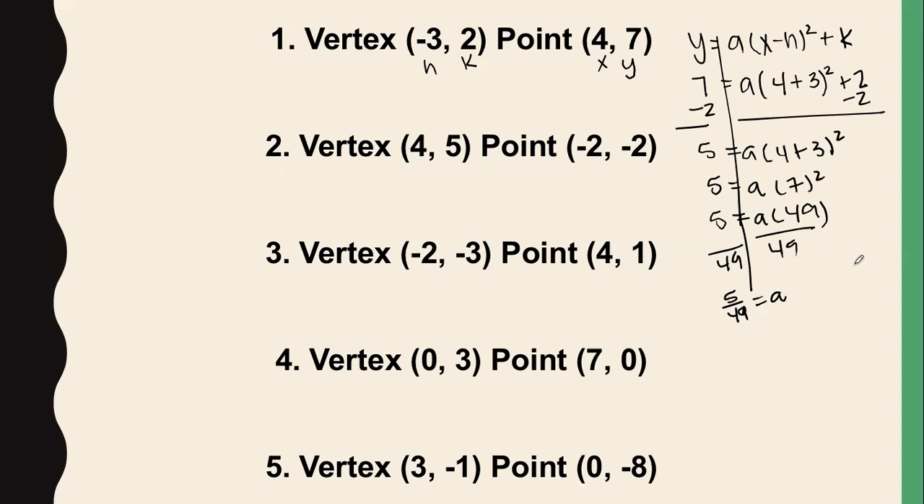Some irrational number probably. Not irrational, but just some long decimal number. So 5/49, I'm just going to leave it like that. So my equation would be y = 5/49 times x +3 squared +2. Great job! Yay.